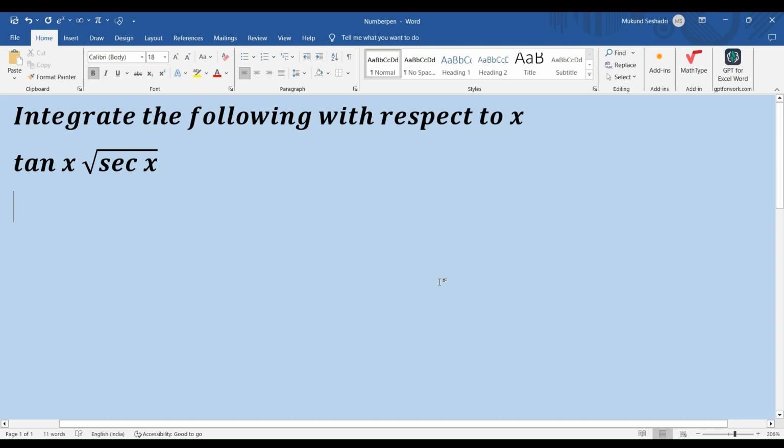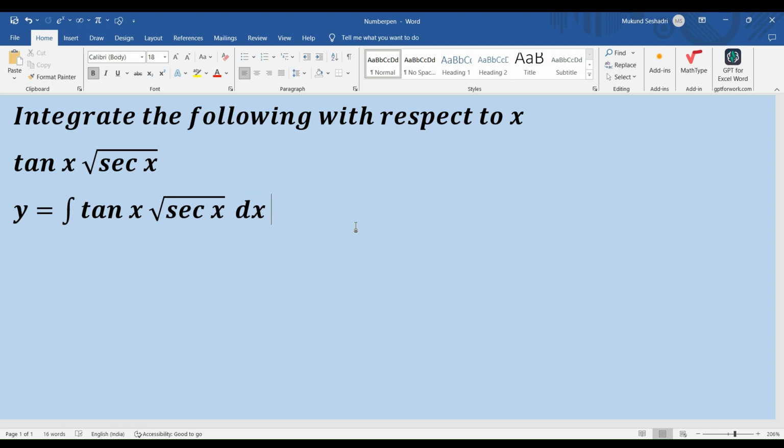So there we have the problem on the screen. Integrate the following with respect to x. We have tan x times root of secant x, right? So what we've been given is dy by dx, and we've been asked to find y. My y is nothing but the antiderivative of the given expression. So I can write my y using the integral symbol. So let's write our y. So that's my y, integral of tan x times root of secant x dx.